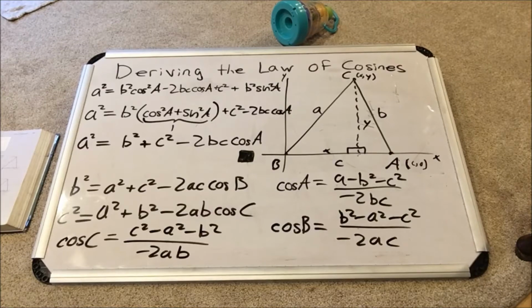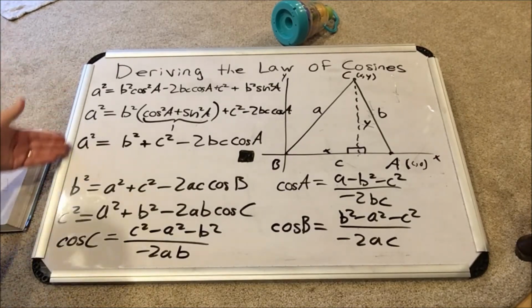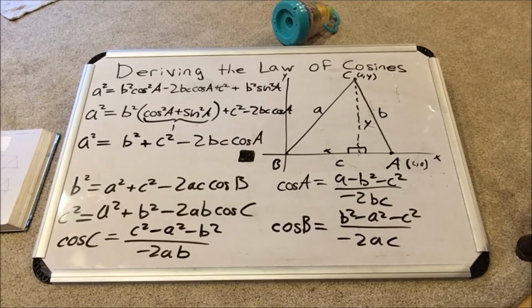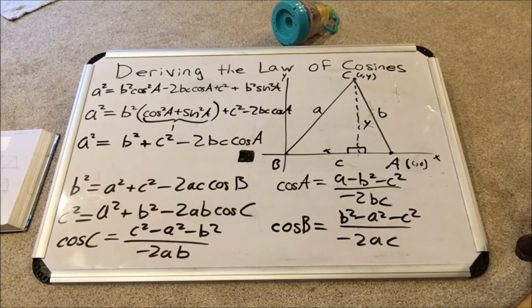So, finally, we have the law of cosines in the 6 ways it is often shown. And I know that's a lot more complicated than the law of sines if you watch that video, but it is just as useful for solving oblique triangles.